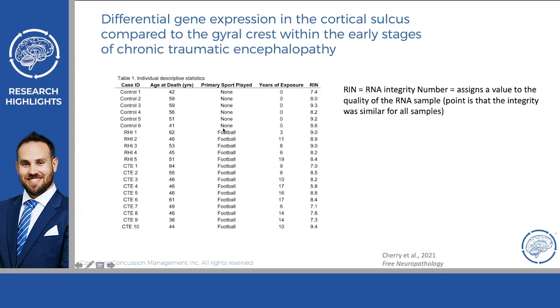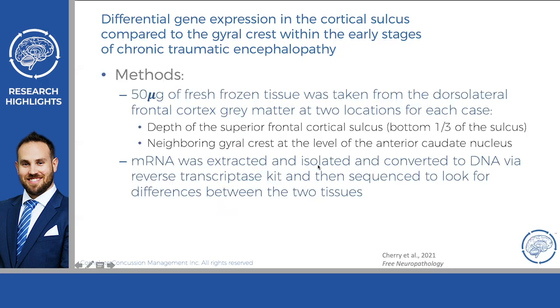So here's the controls here. They didn't play any sport. All of the other groups played sports. So this is repetitive head injury. This is CTE. So you can see the numbers here: 6 in the control, 5 in repetitive head injury, and 10 in the CTE group. They had years of exposure to football right here. And then they had their RIN, which is the RNA integrity number, because they were looking at RNA. It basically means the quality of the RNA they were able to gather. And this just shows that the quality was similar through all the groups. That's kind of the point of that right there.